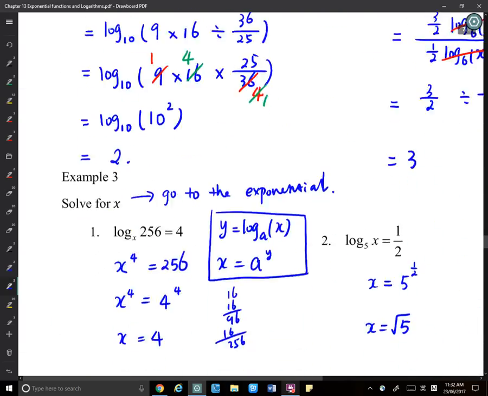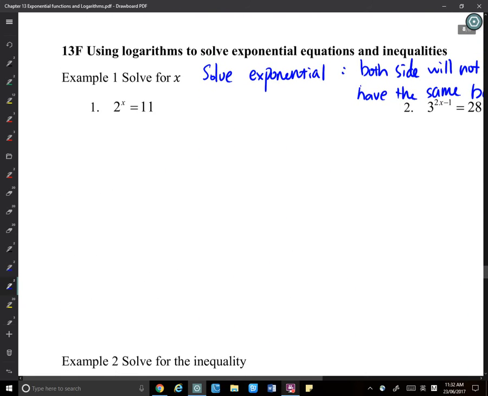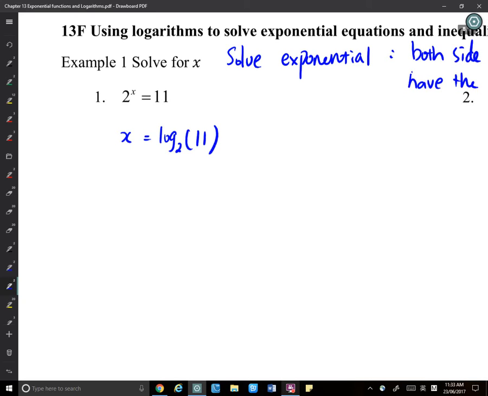And now we need to think about when we can't have the same base, like 2 and 11, you can't make the same base. Therefore, you start to use log to solve for it. You have this x, and that's log base 2 of 11. We just basically use the rule to change between log and exponential. So x equals log base 2 of 11.